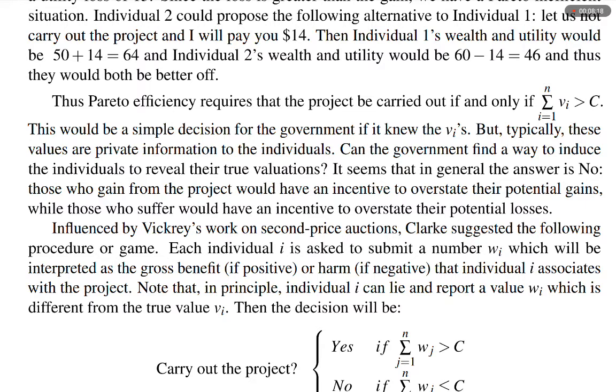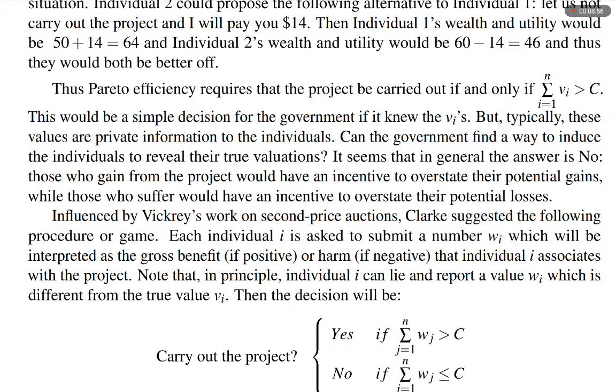This would be a simple decision for the government if it knew the V sub i's, but typically these values are private information to the individuals. Can the government find a way to induce the individuals to reveal their true valuations? It seems that in general the answer is no. Those who gain from the project would have an incentive to overstate their potential gains, while those who suffer would have an incentive to overstate their potential losses.